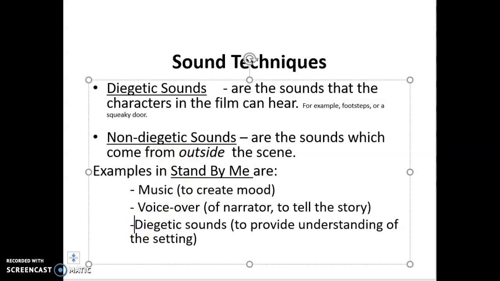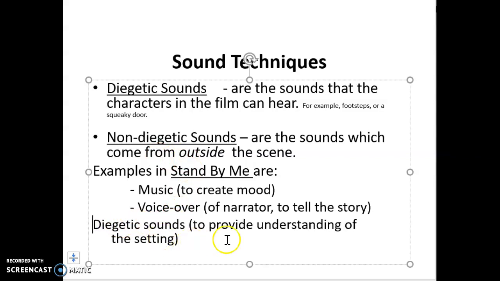The important diegetic sounds that we have in this film help to provide understanding of setting. So when we have the squelching mud, we get a sense of how kind of disgusting it is that these boys have ended up in a big swamp, which is exactly what Vern didn't want to happen. And the sound of the birds in the woods emphasizes that they're in the middle of nowhere in this natural setting and anything could happen.